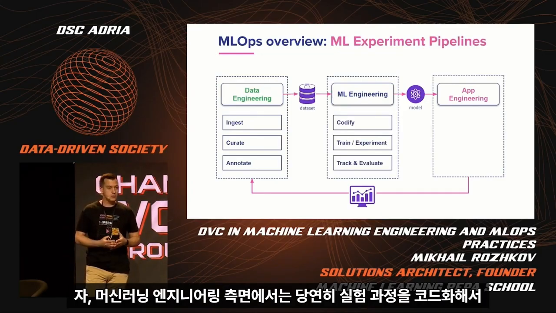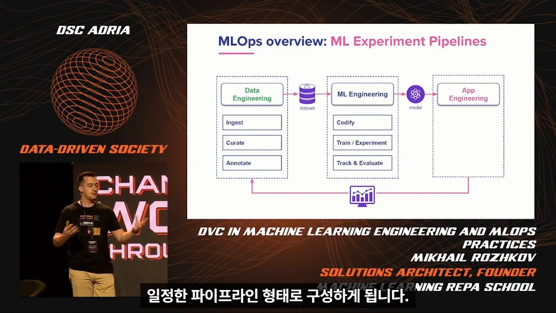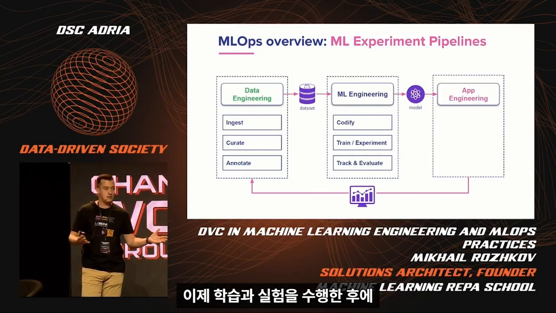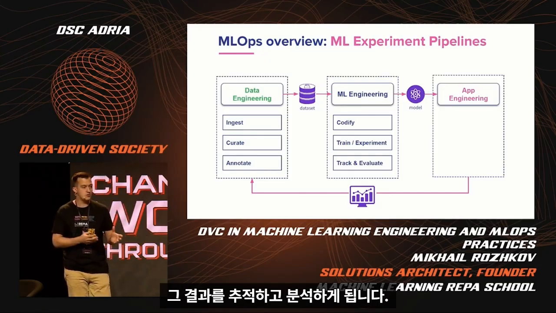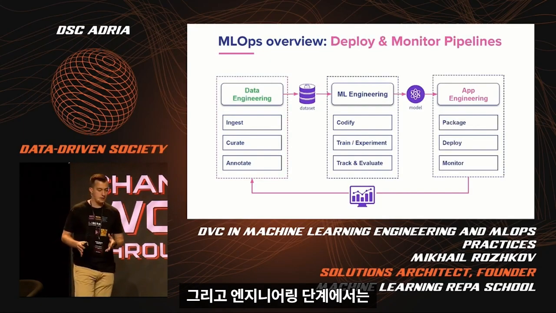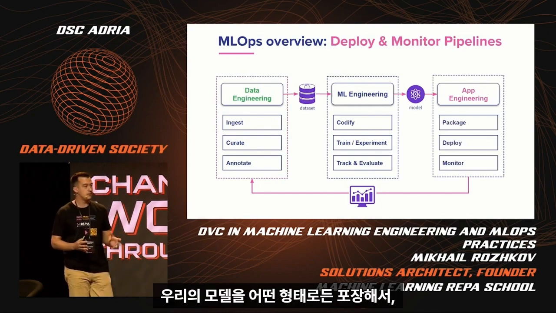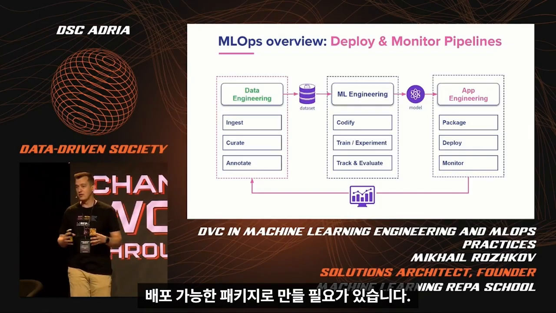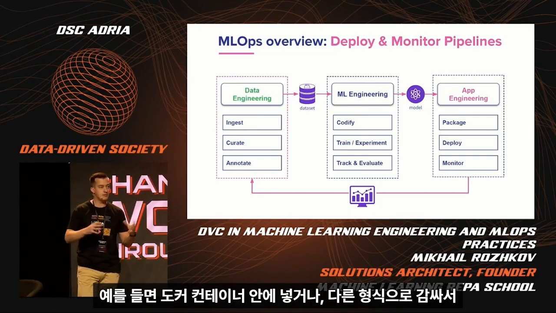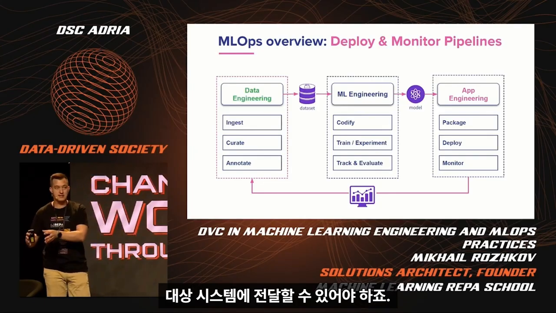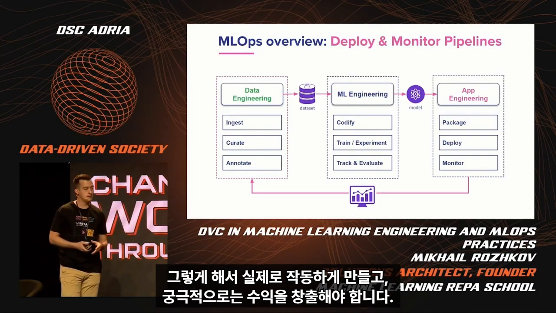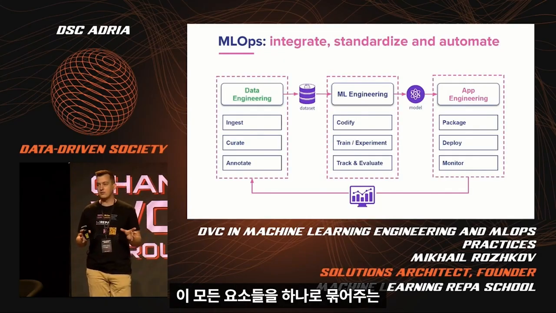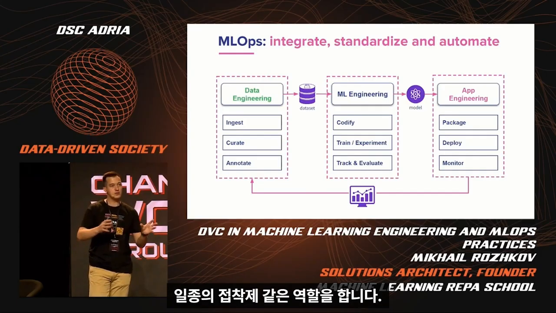For machine learning engineering, of course, we codify our experiment process into some pipelines, version those pipelines, and then run our trainings and experimentation, and then track the results. And for the engineering step, we need to wrap our model into some deployable package, or inside a Docker container, or another format that we can then deliver to the target system, make it work, and generate some money.